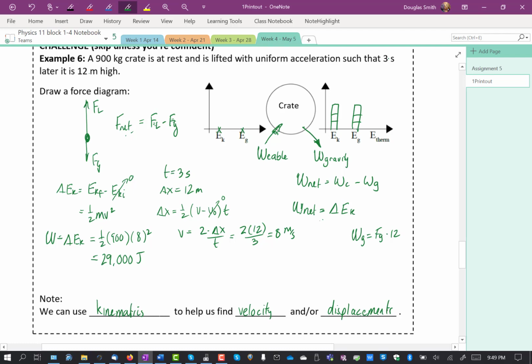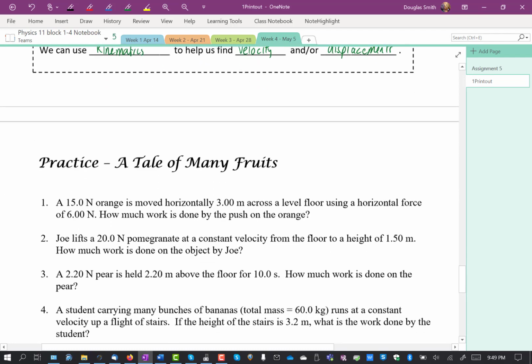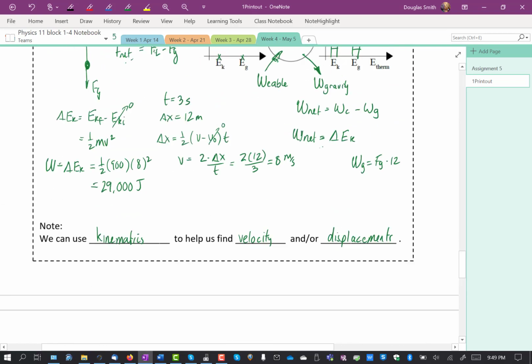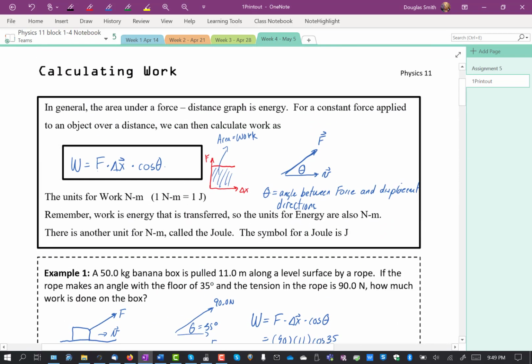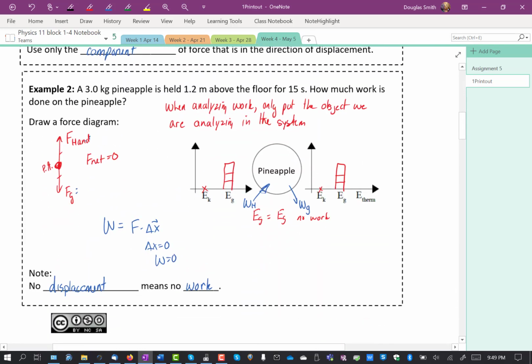So there's a ton of examples there. There's quite a few questions, but a lot of them are really straightforward. They're very, very similar to these examples. So for instance, if you have a question and the thing doesn't move, you know right away the work is 0. So some of those questions don't take too long.